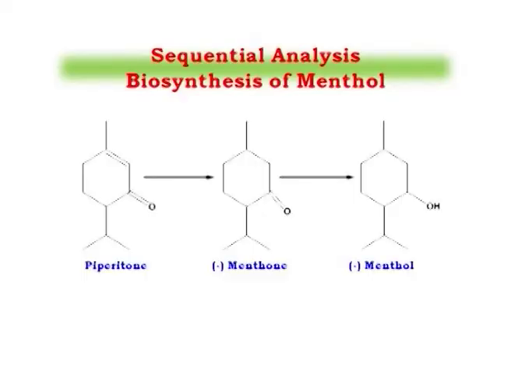Second, determination of sequential formation of opium, hemlock and tobacco alkaloids. Mentha piperita, when exposed to carbon-14 labeled CO2 for about 5 minutes, provides the evidence of the probable biosynthetic sequence of menthol, that is piperitone to menthone, then menthone to menthol.